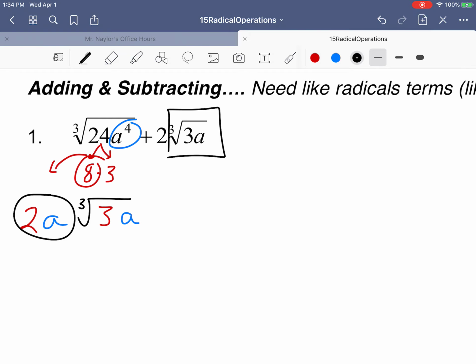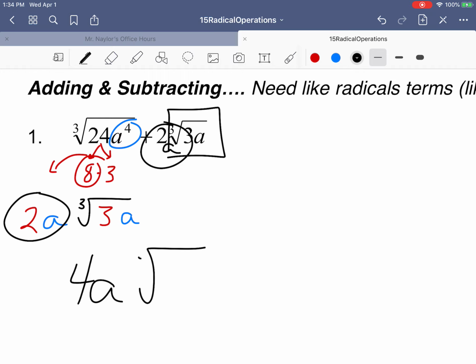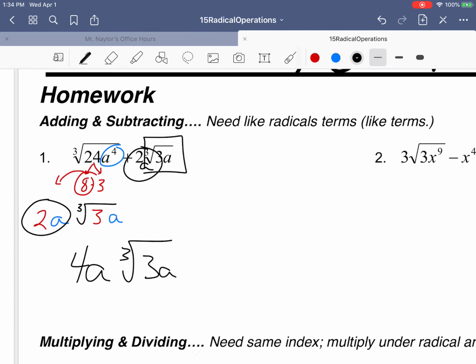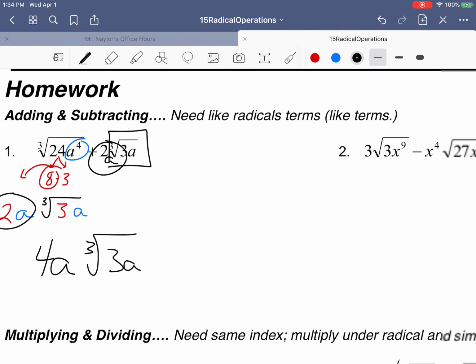I just realized that there's a little typo here, isn't there? Or is there a typo? I'm not sure which version you're looking at, but there's supposed to be an A right here that was on the outside. Now I can add my 2A and 2A. The intention was for that to be 4A, and then we end up with the cube root of 3A. So we'll go with that answer.